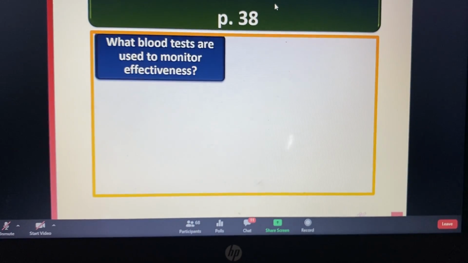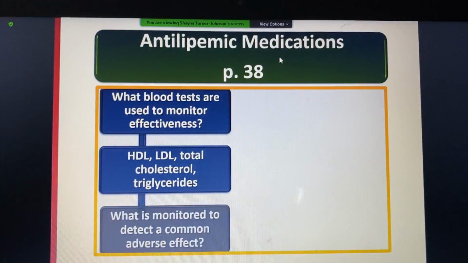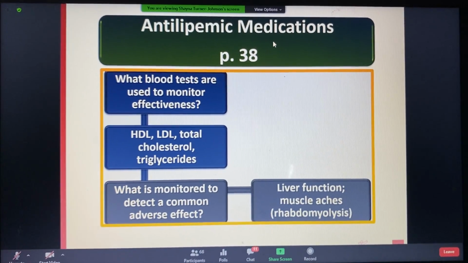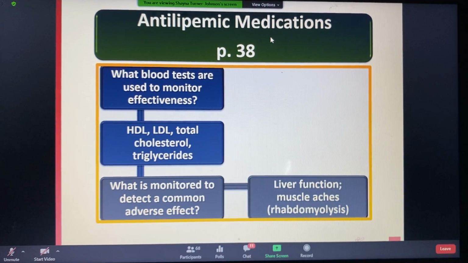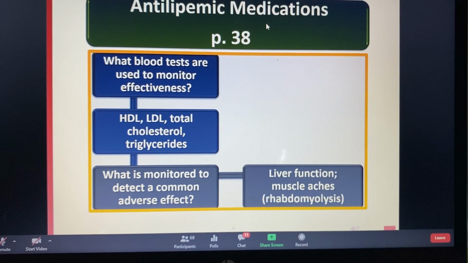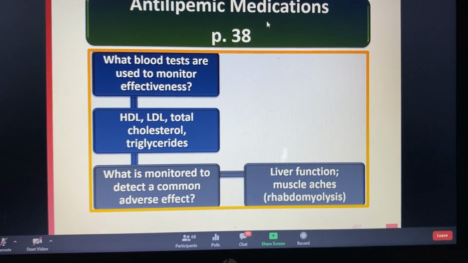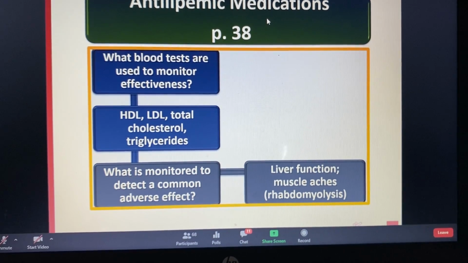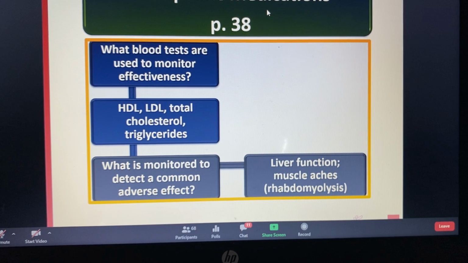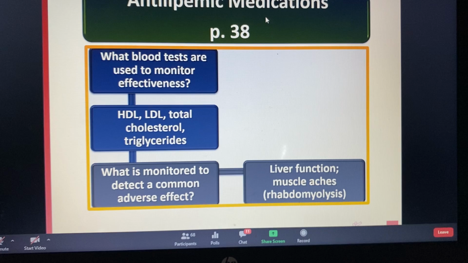Let's talk a little bit more about these anti-cholesterol medications. So when we think about these medications, specifically our statin medications, we are going to be monitoring their HDL, their LDL, their total cholesterol, and their triglycerides. We're going to monitor those to determine if the medication is being effective. Then, of course, we're going to monitor liver function and that CK level to determine if they are experiencing adverse effects.